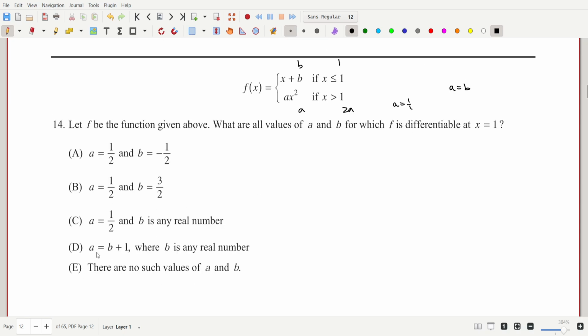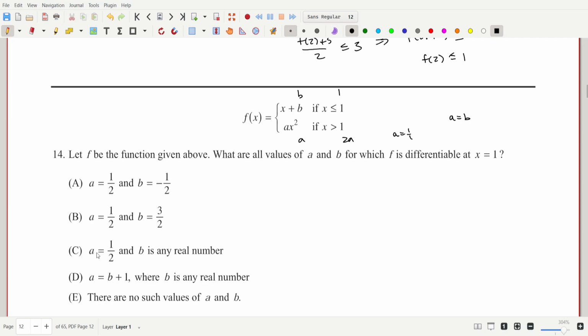But I guess I goofed up. I plugged in 1, I said b. It's 1 plus b. A is 1 plus b. Silly me. A equals 1 plus b. So a is a half and b is 3 halves. That makes more sense. Yeah, if you think about graphing this for a second, x plus 3 halves looks like this up to 1, and then you have a half times x squared.